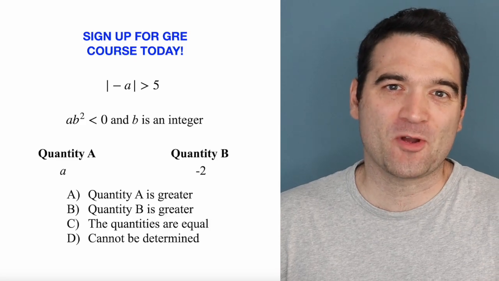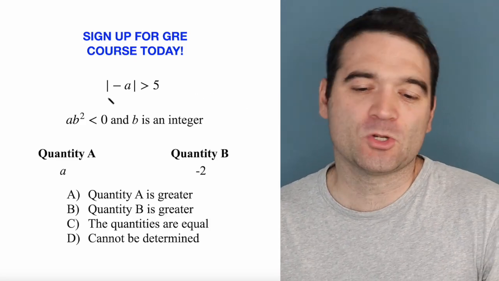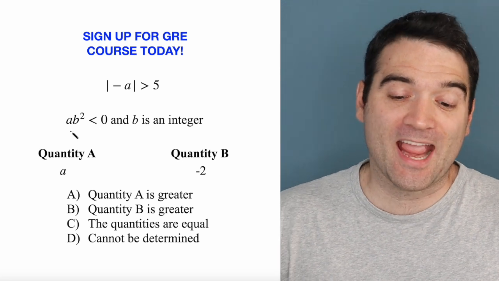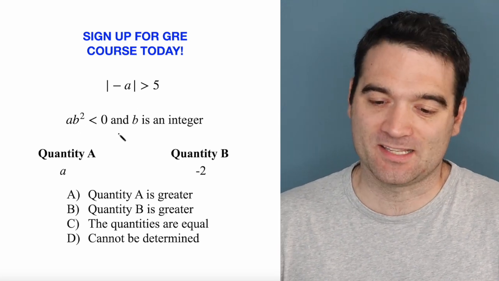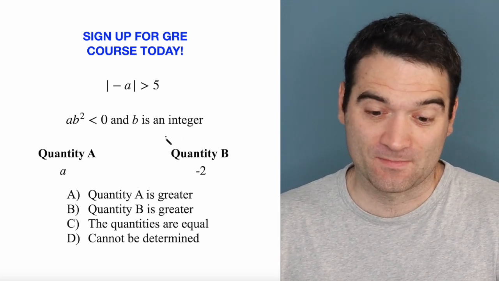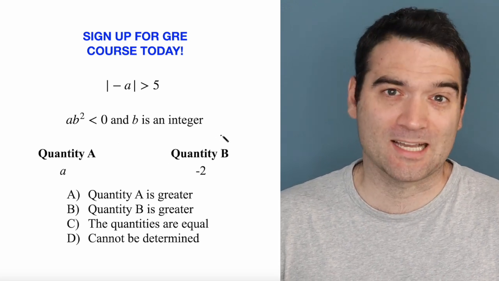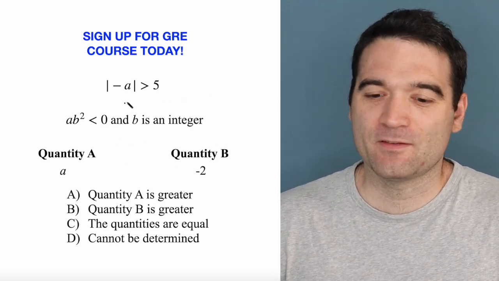Here's a GRE algebra question. Let's take a look. We're told that the absolute value of negative a is greater than 5, and that a times b squared is less than 0, and b is an integer. So we want to know what's greater, quantity a or quantity b. A lot going on here, right? A lot of information floating around.